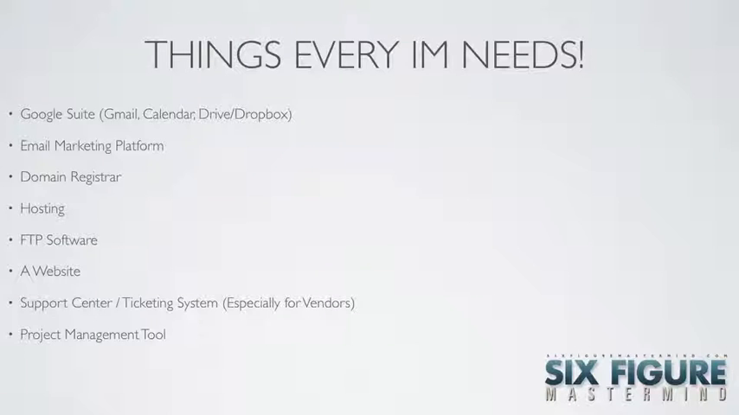So here are the things that you're going to need. A free Google account, which everyone probably already has one. That way you can use Gmail, Google Calendar, Google Drive. We'll talk about those things in a second. An email marketing platform, a domain registrar. You're going to need hosting, an FTP software, a website, support center, ticketing system, project management tool. Now you don't need all these things right away, but as you start to grow your business, almost every internet marketer has these things, and we'll talk about them right now in detail as to why you're going to want each of these different things.